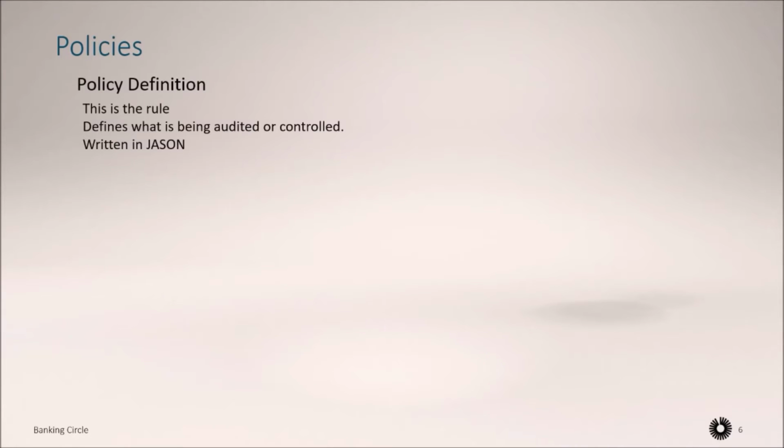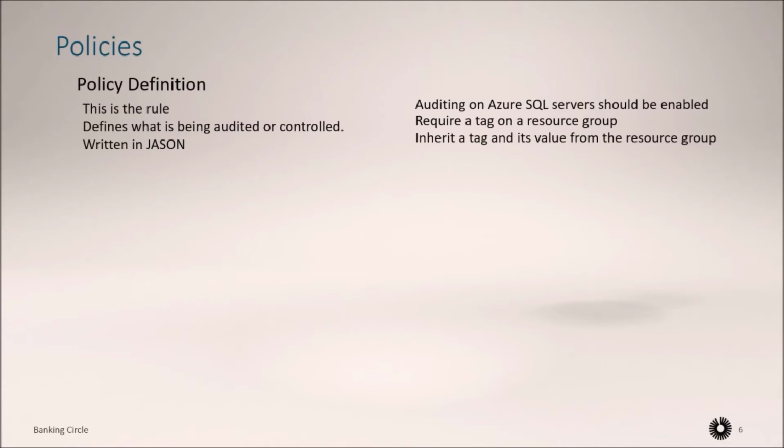So there are three components in Azure Policies, and this can sometimes make it a bit difficult to get the hang of when you first start looking at it. First of all, we have policy definitions, and this is the policy rule. The definition contains all the details of the condition you want to check. This can be very specific, such as the policy auditing on SQL servers should be enabled, or they can be more generic, such as require a tag on a resource group, or inherit a tag and its value from a resource group, or allowed locations for resources.